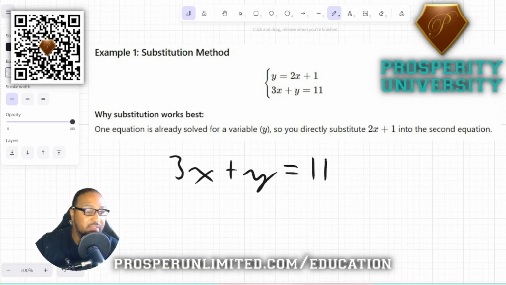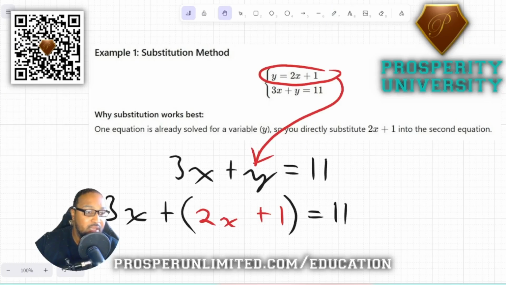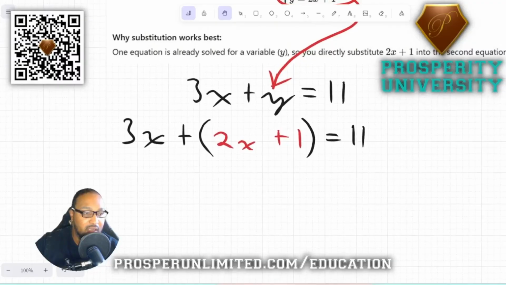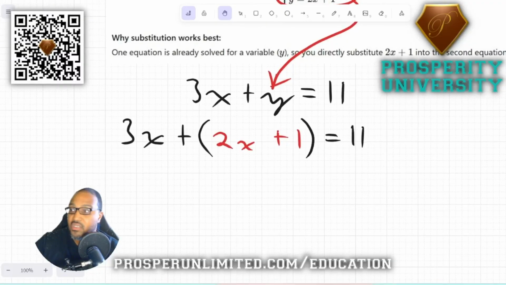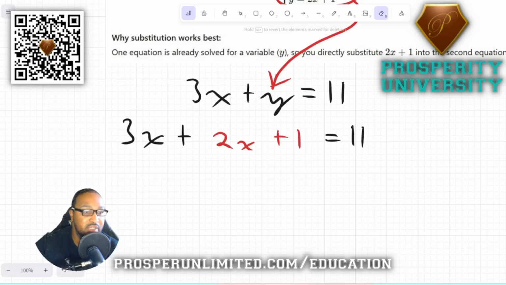Now the y, they gave us the y up here. So in the substitution method, we'll simply substitute the y in the second equation. We'll rewrite the second equation to say 3x plus, and now instead of y, we'll say (2x plus 1) equals 11. There are no like terms inside the parentheses, so there's no computation inside the parentheses. So we can remove the parentheses and go straight ahead.